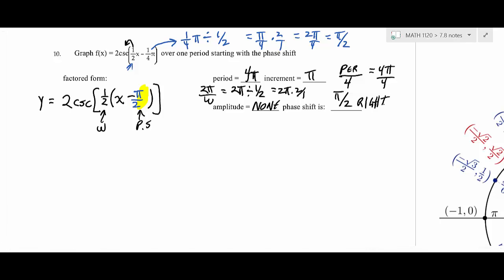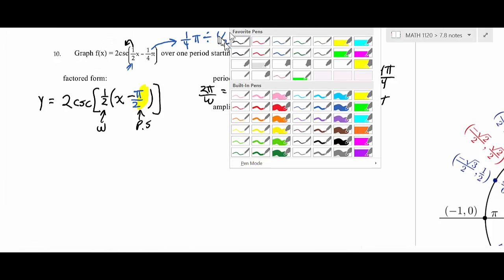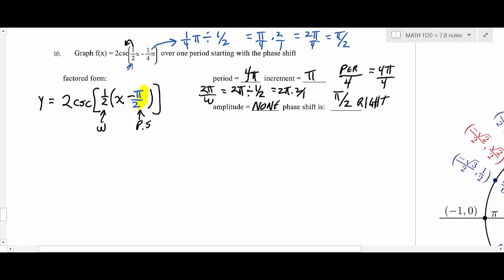Now watch carefully how I do this graph, because when you do a cosecant, what do you really need to graph? The sine, right? And once you get the sine, you look for the asymptotes, and then you just sketch in those U shapes. So it's all a matter of sketching. So what we're really going to do with this one is focus for a minute on graphing y equals 2 sine of 1/2 times x minus pi over 2. So we want to get that taken care of.